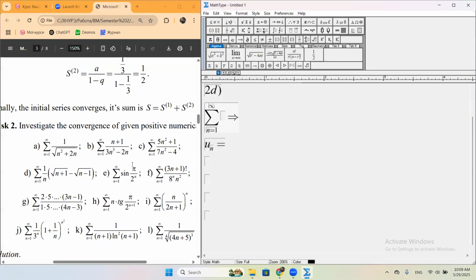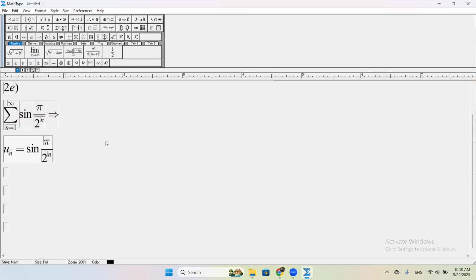So the following exercise E. We have the following series: sine of pi over 2 in power of n. And so writing down this series, when n approaches infinity, this argument of the sine approaches 0.